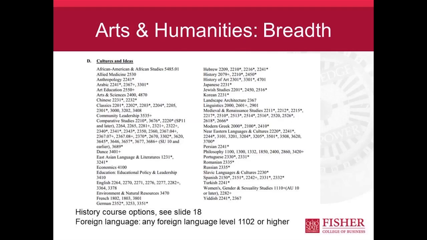Here is the list of breadth course options. Remember that students must take 1 culture and ideas course, or a second history course, or a foreign language at level 1102 or higher. For history course options, please see slide 18.